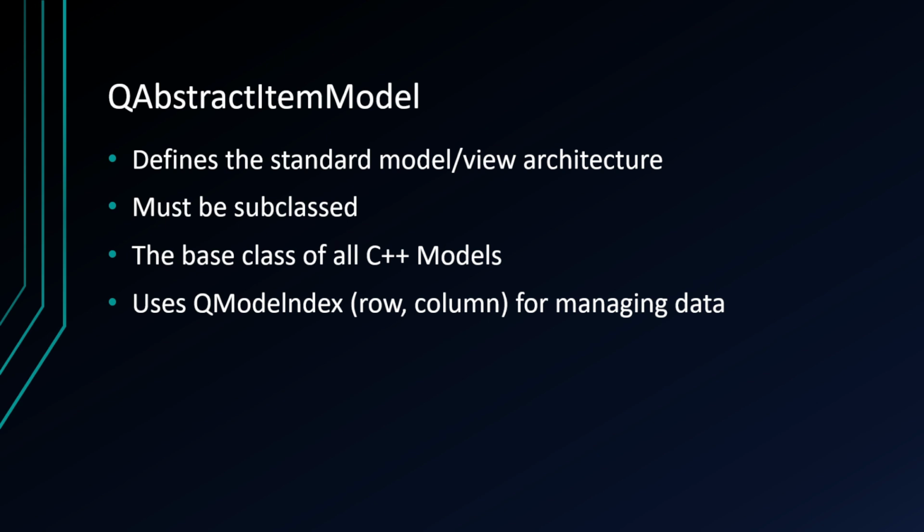QModelIndex consists of row and column, so data is stored in a hierarchy of tables. But if you want a simple list, then it is just a table of rows or columns. So you just select the one dimension that you want to use, and it is not a problem. Every record inside the model can also have a parent index. It is made for hierarchy.